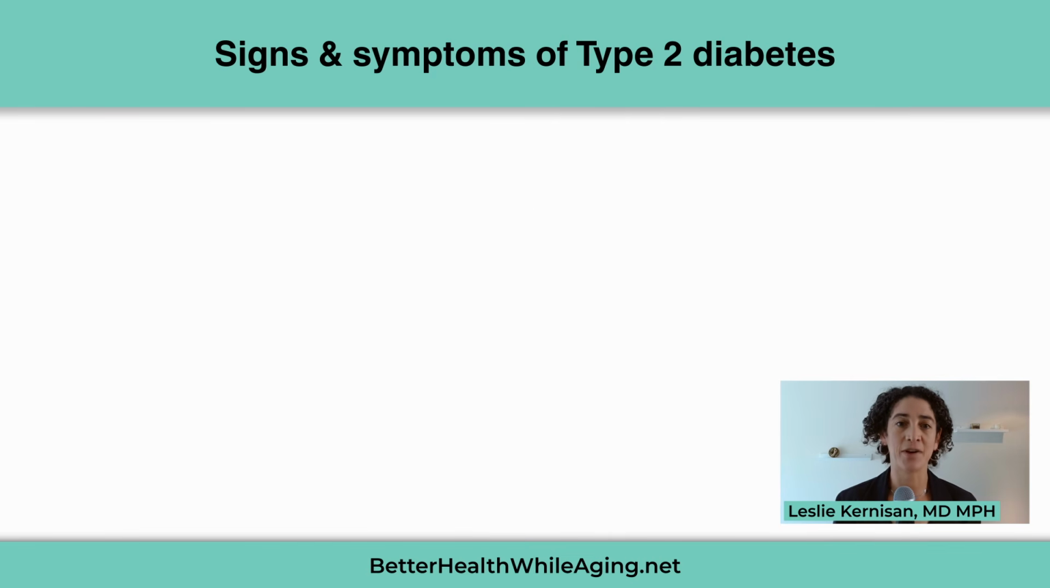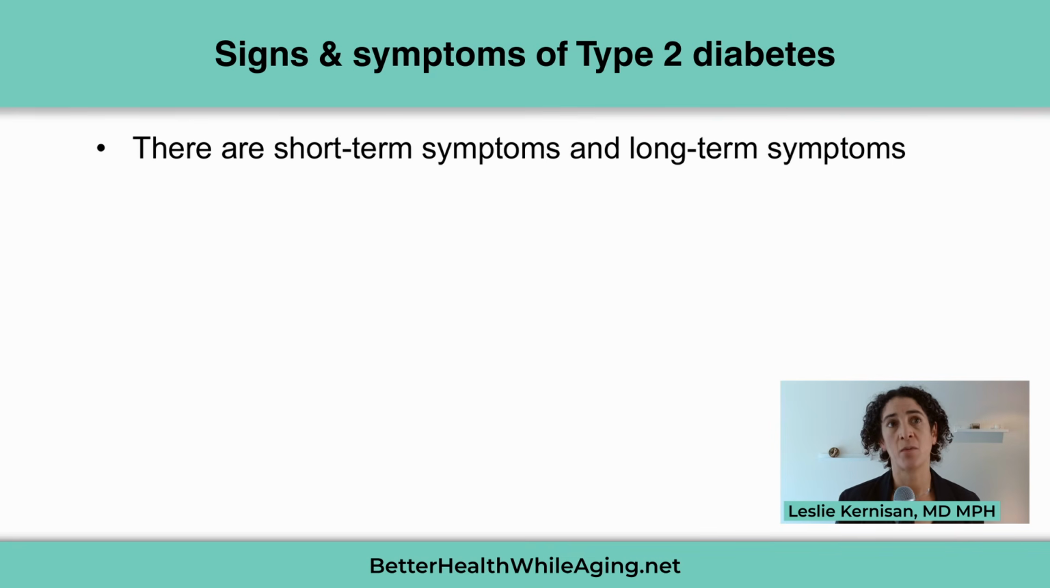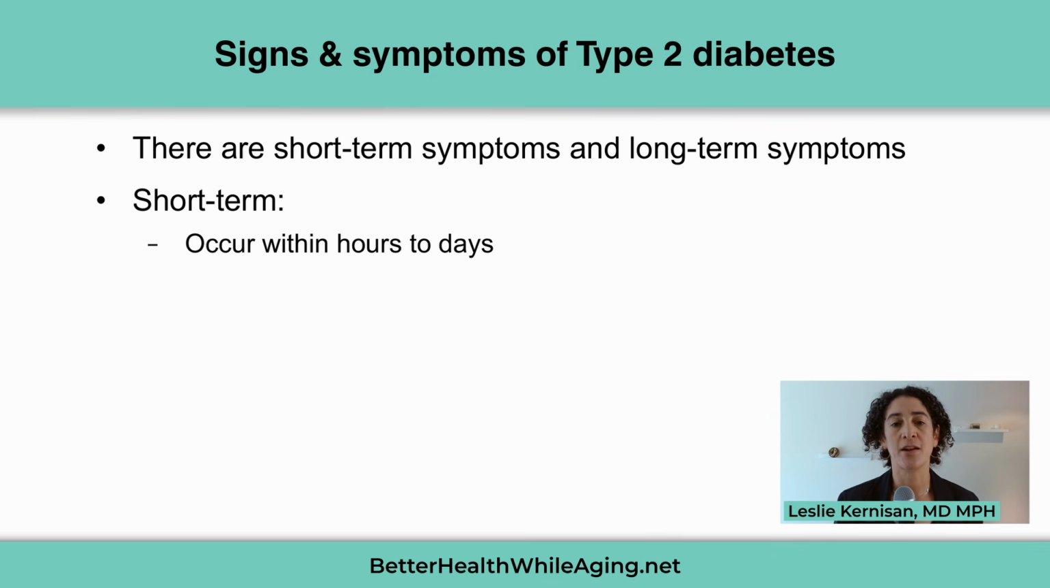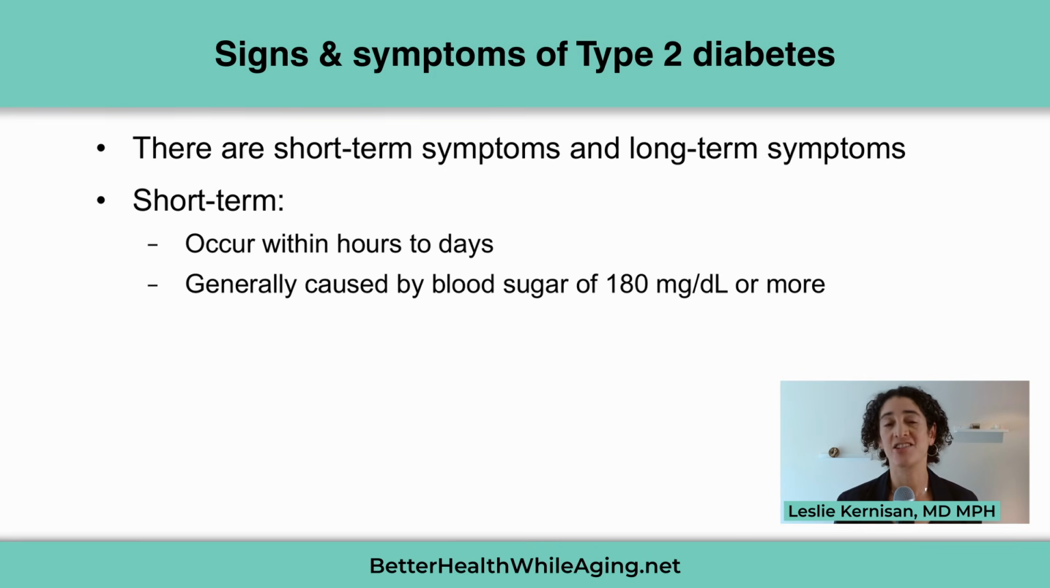Okay, let's now talk about what are signs and symptoms of type 2 diabetes. It turns out that there are what I think of as short-term symptoms and then longer-term symptoms. In the short term, these are symptoms that occur within hours to days when your blood sugar is getting too high. And it's generally going to be caused by a blood sugar of 180 milligrams per deciliter or more. So this is important to know. If somebody has a fasting blood sugar of 150, which would indicate diabetes, they are generally not going to have symptoms at that range.